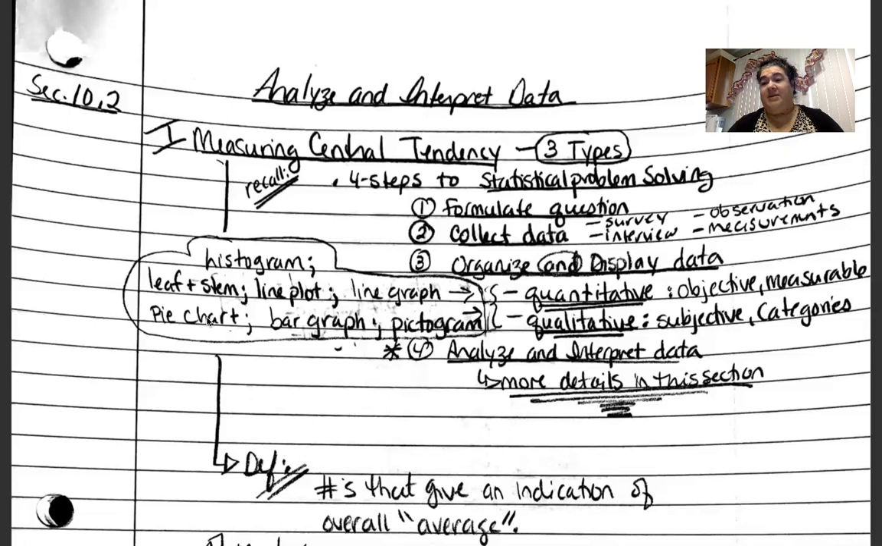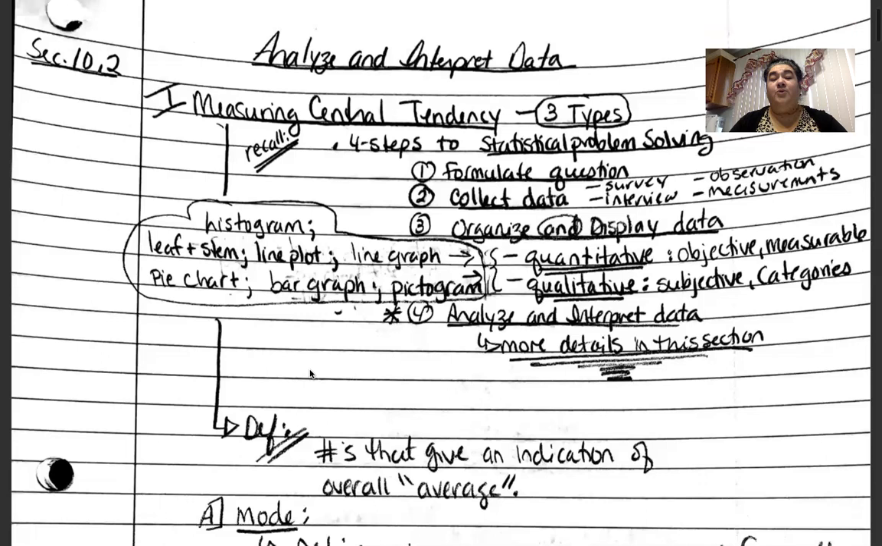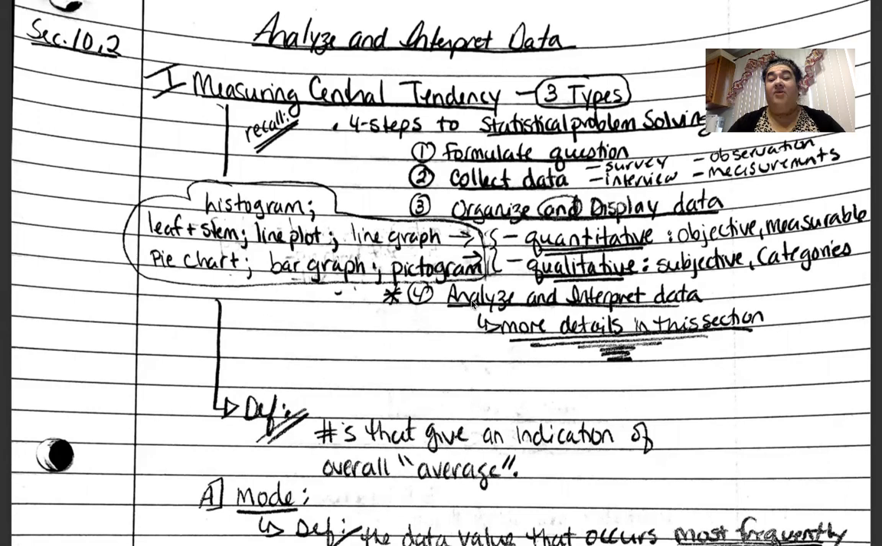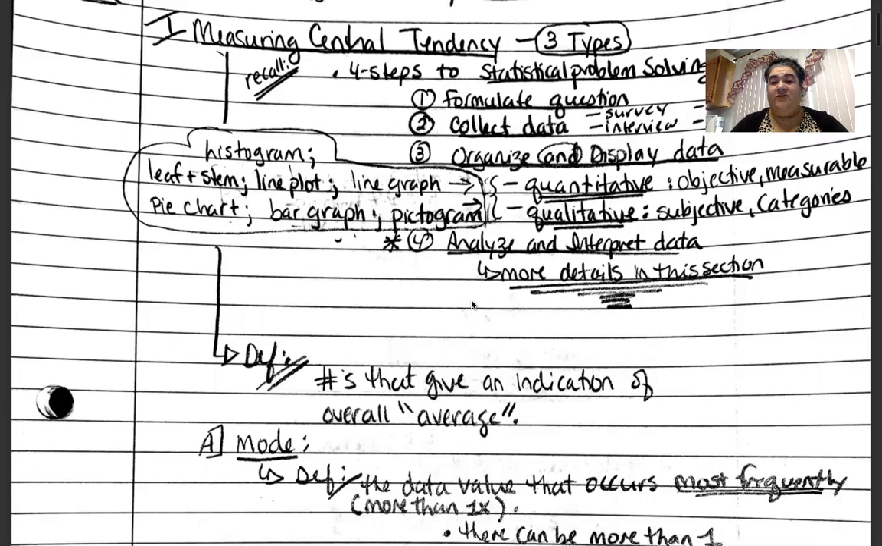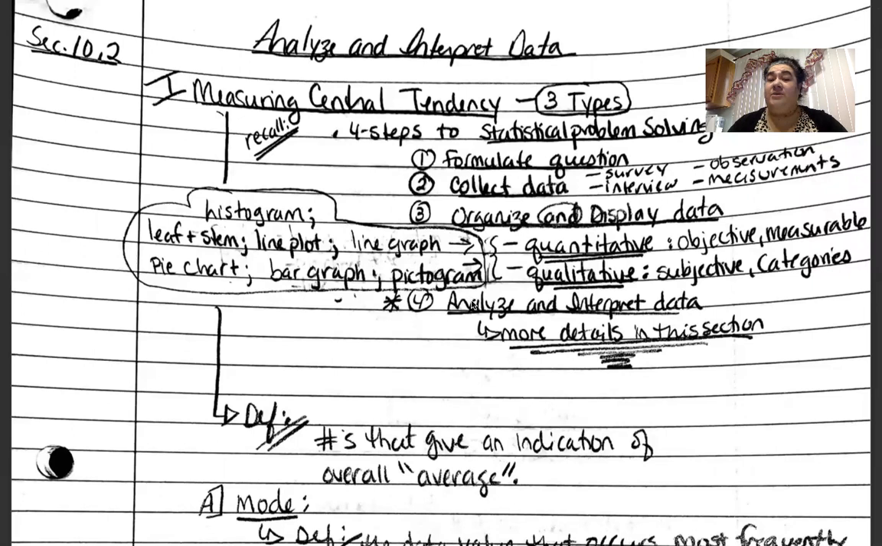All right, so in this section, we're really going to hunker down and sink our teeth into analyzing and interpreting the data that we've now formulated questions for, collected in one of the methods we've discussed, and organized and displayed in one of the methods that we discussed, because we are aware of the type of data that we've collected. And now we're ready to do some in-depth analysis of this data. Basically, we start by measuring what's called central tendency. There are three ways of doing that, and they are all useful.